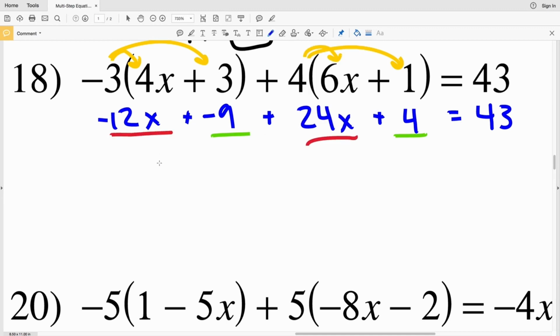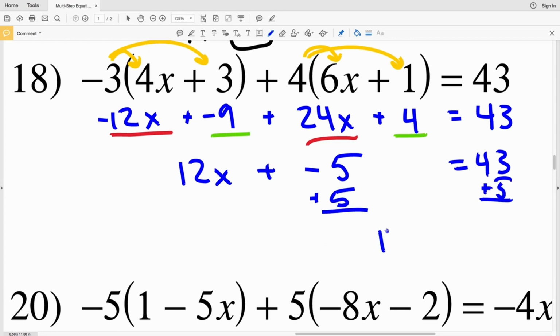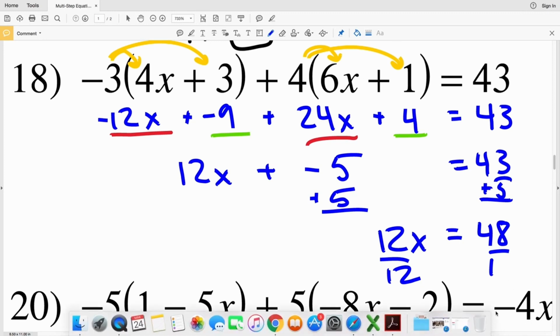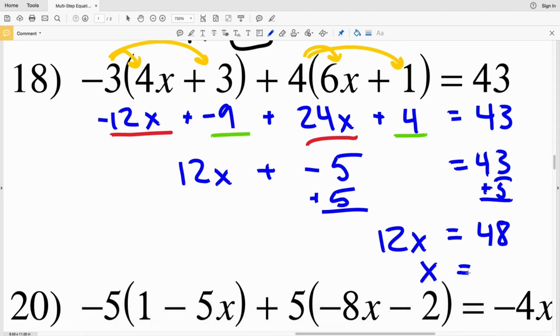Then combining like terms, we're going to get negative 12x plus 24x is 12x, plus negative 9 plus positive 4 is a negative 5, equals 43. Adding 5 to both sides will give us 12x equal to 48. And when we divide by 12 on both sides, we get that x is equal to a positive 4. Let's go on to number 19.